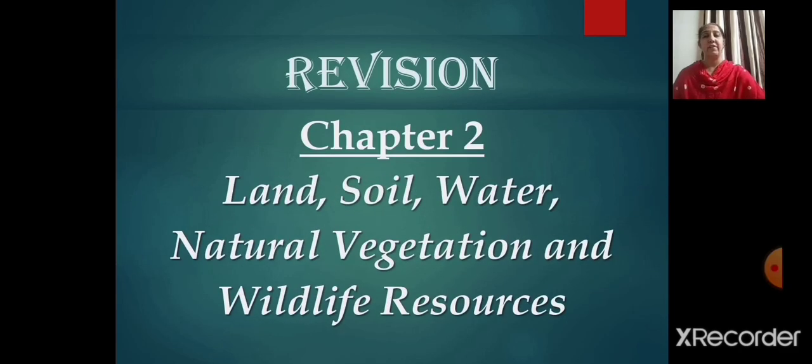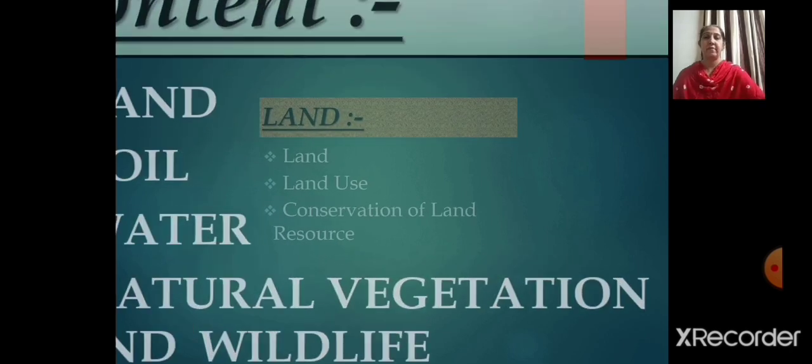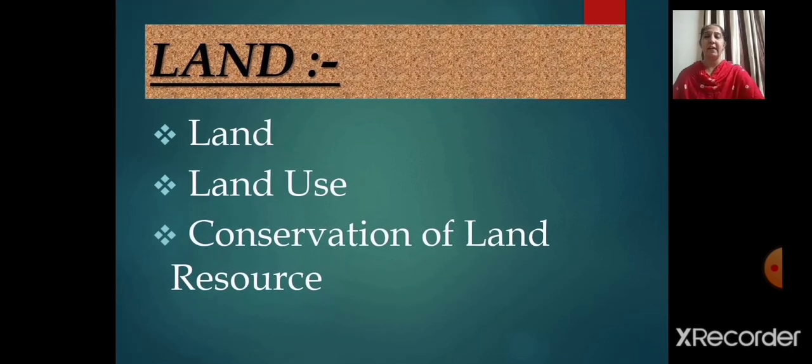We are doing the revision of chapter number 2. The chapter's name is Land, Soil, Water, Natural Vegetation and Wildlife Resources. Now let's go through the content of our chapter. We are dealing with the main four topics here: land, soil, water, natural vegetation and wildlife. Under the main topic land, we are going to learn about land use and conservation of land resource.